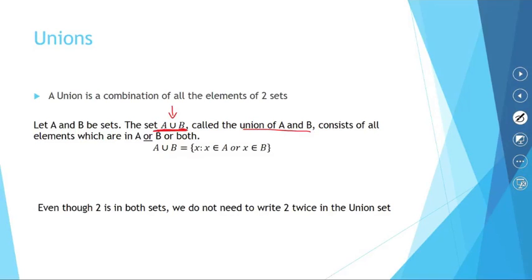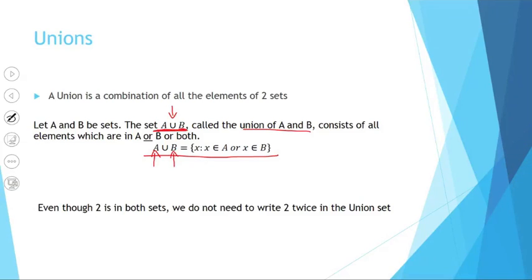It consists of all elements which are in A or B or both. And the fancy way to write it is like this. So again, this says that the set A union with set B, which is bringing the 2 sets together, is by definition all elements of X such that X is an element of A. So we're talking about our set being X is an element of A or X is an element of B.